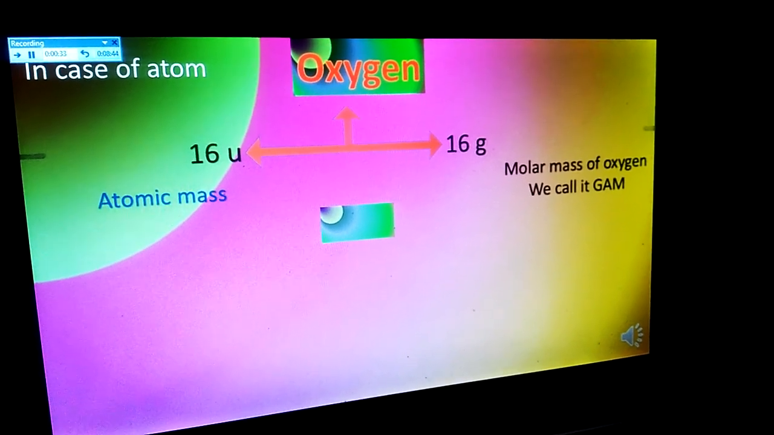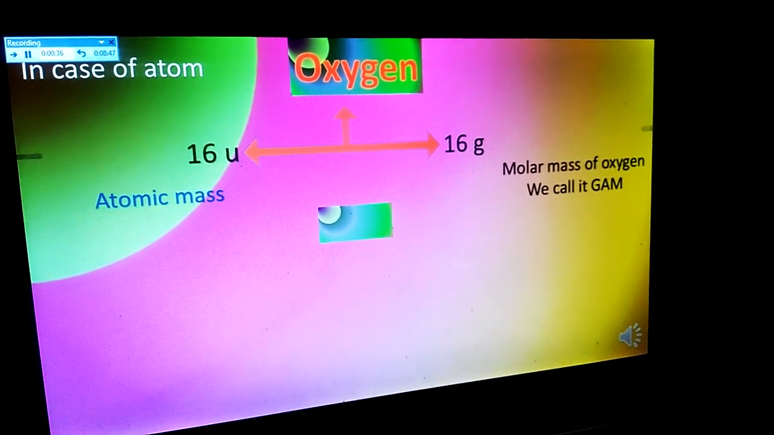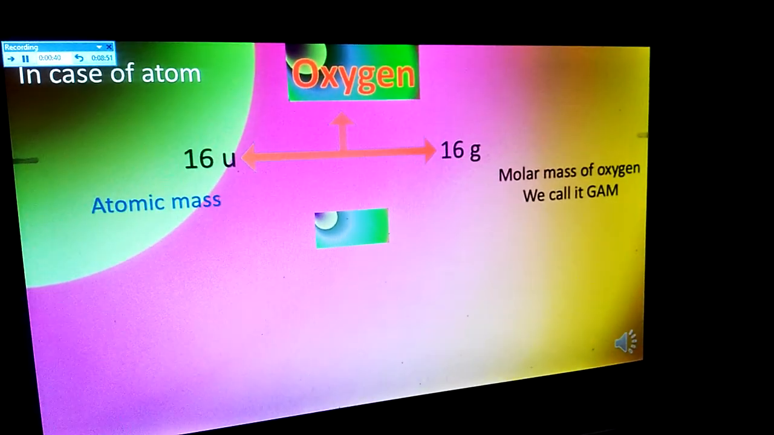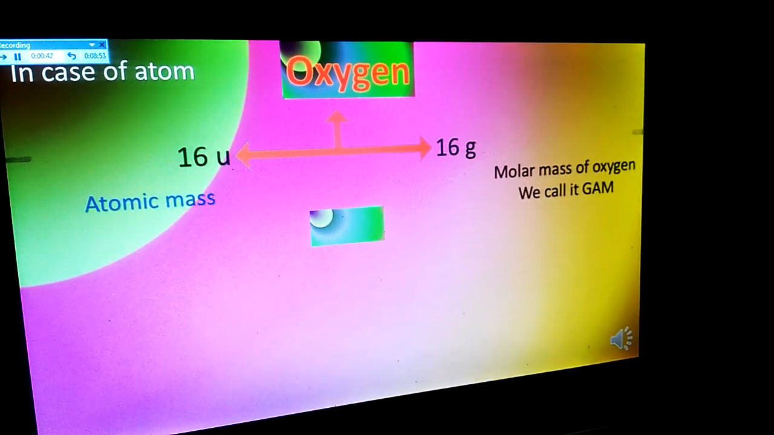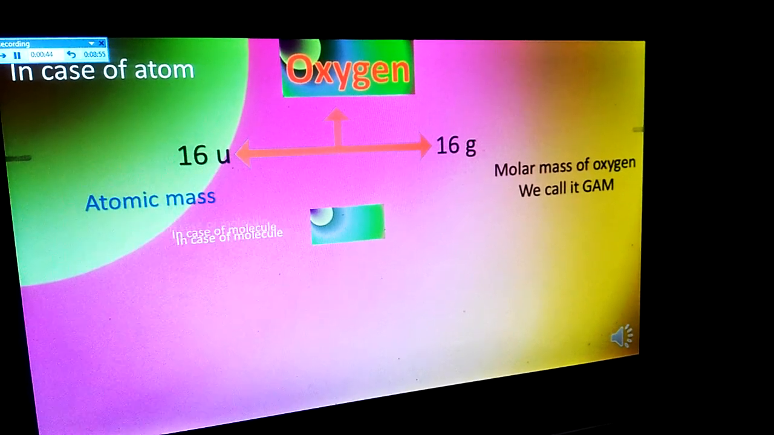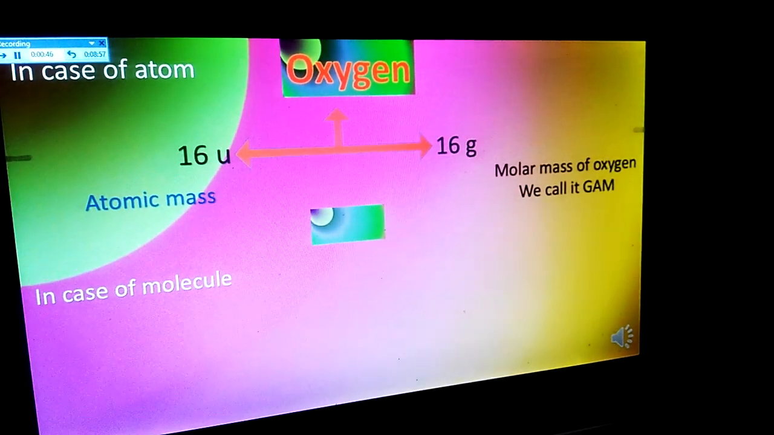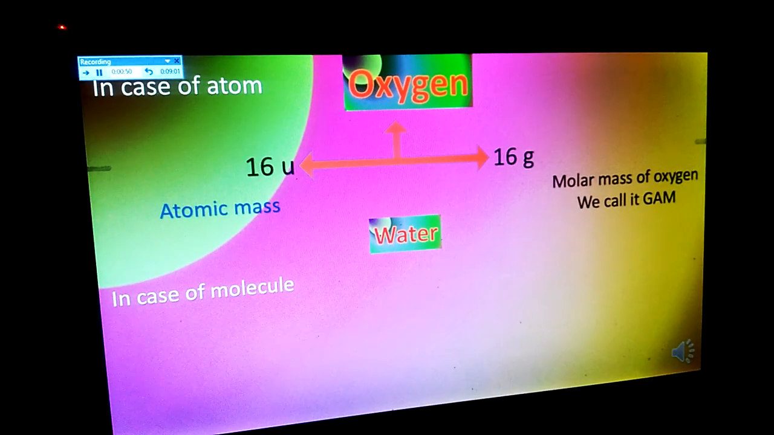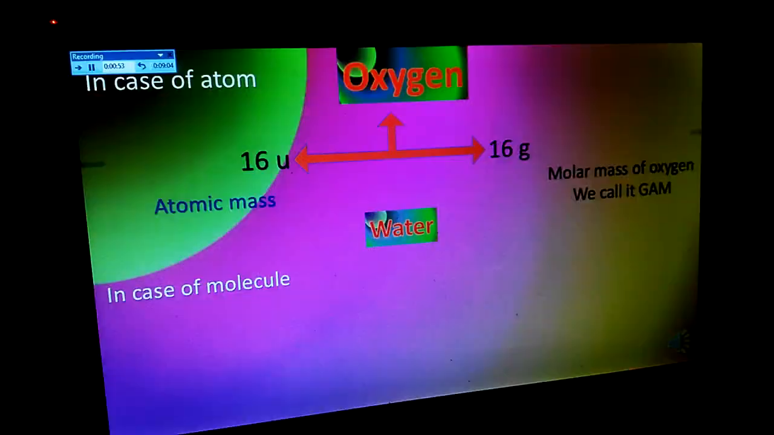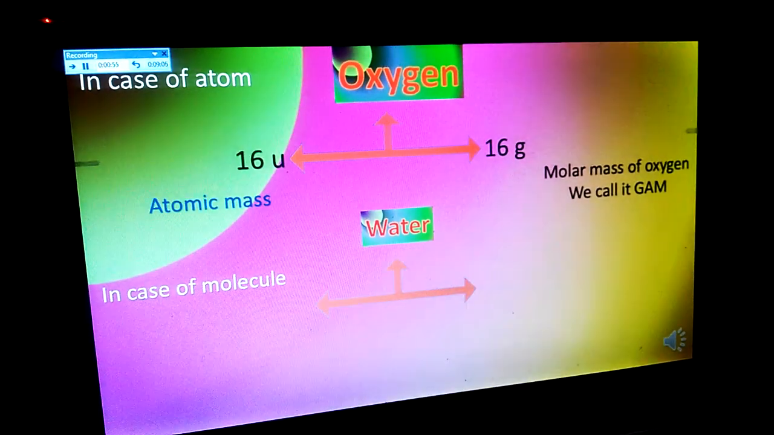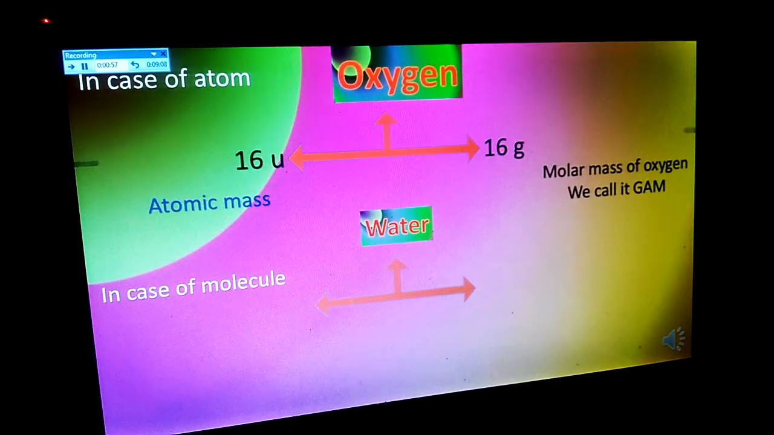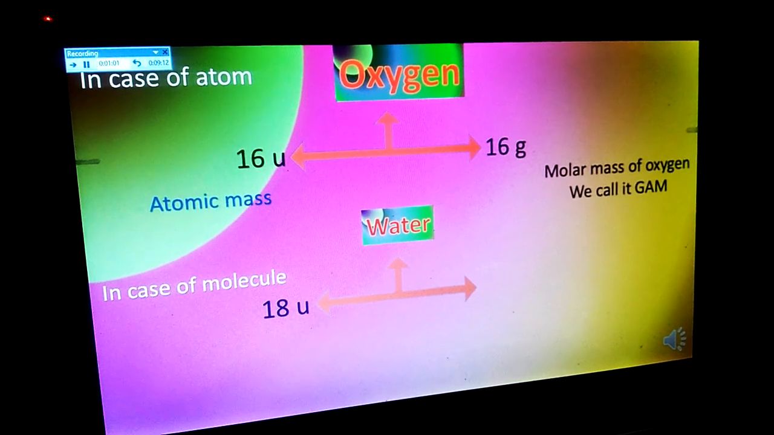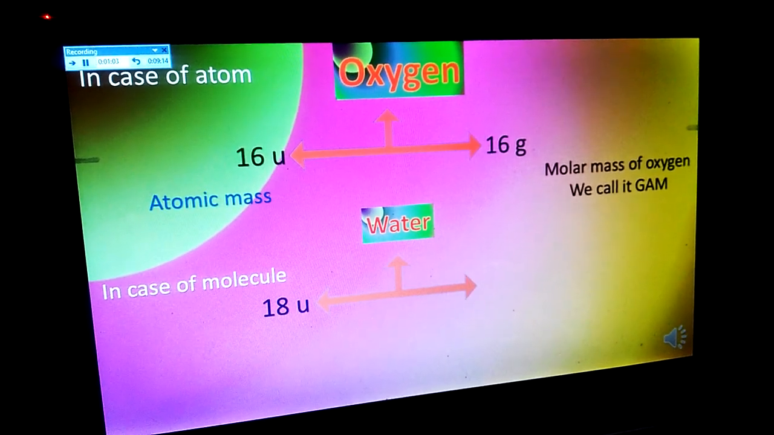That is the mass of 1 mole of oxygen, the mass of 6.023 multiplied by 10 raised to power 23 atoms of oxygen. In case of molecule, for example water, sometimes we write 18 AMU, in some cases we write 18 gram.